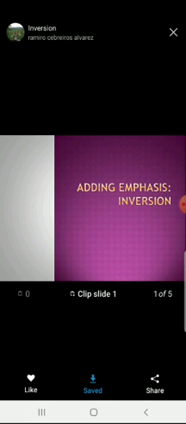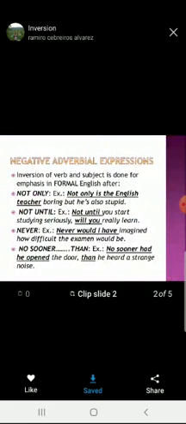And inversion is not only about that, but we can also do the inversion if the sentence starts with a negative expression. What is that? You can see on the next slide. The negative adverbial expression. Inversion of verb and subject is done for emphasis in formal English after: not only, not until, never, no sooner than. You can read the example of the sentence.